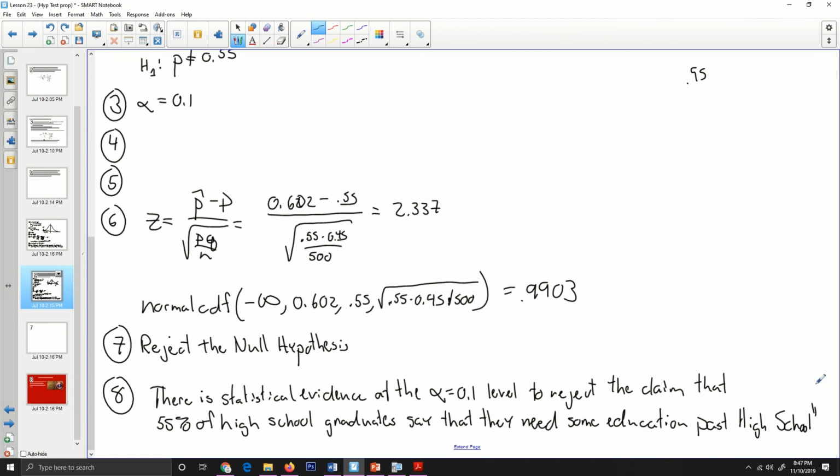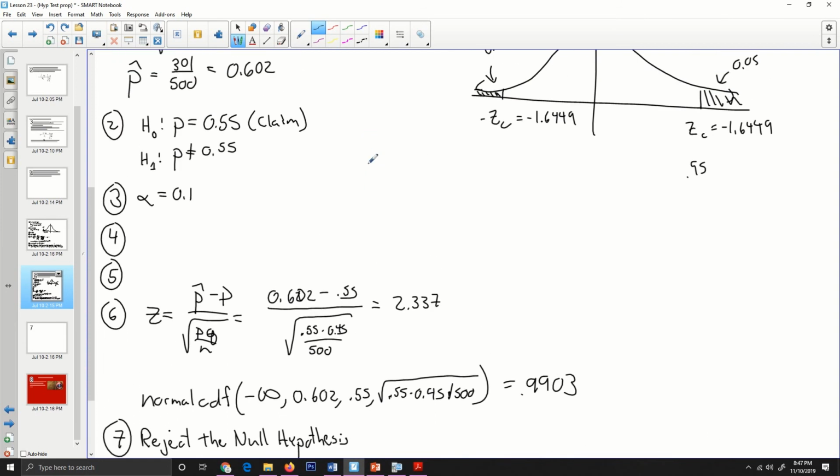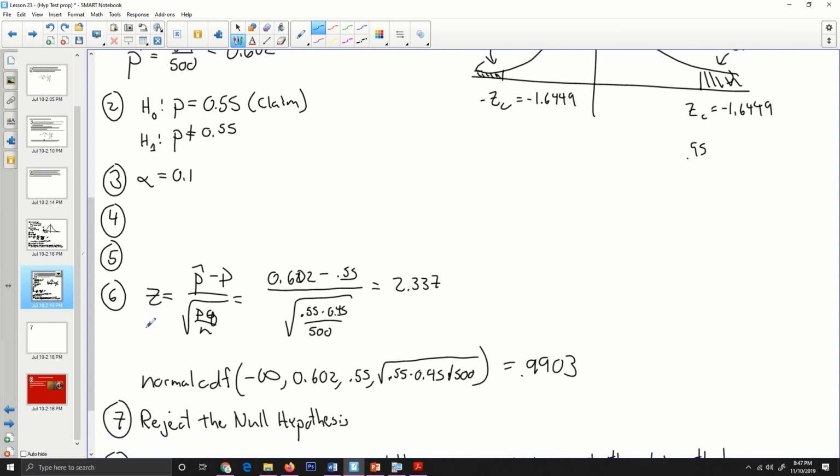Now, I can't say that it's more than 55% because that's not what I tested. And so if you wanted to say that it was bigger than 55%, you're going to have to go through and do that whole test. That's all I got for today, folks.